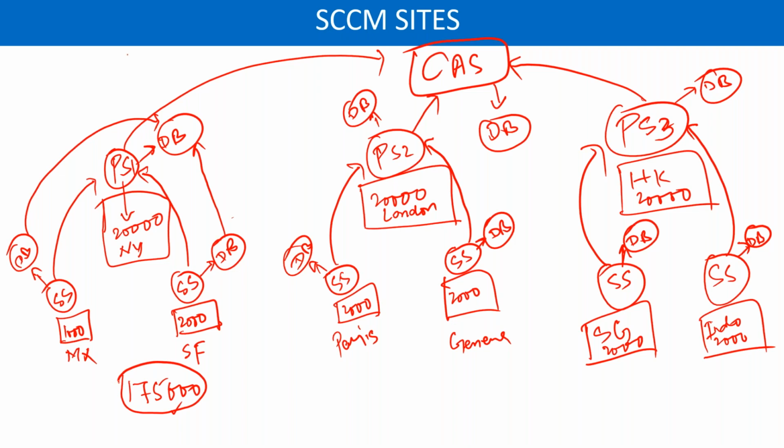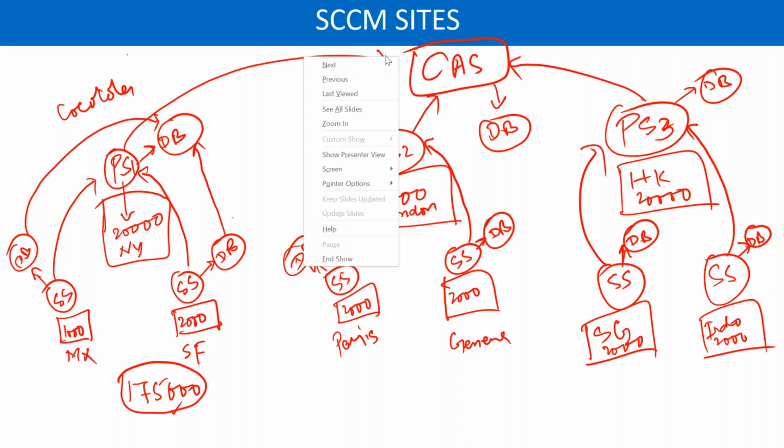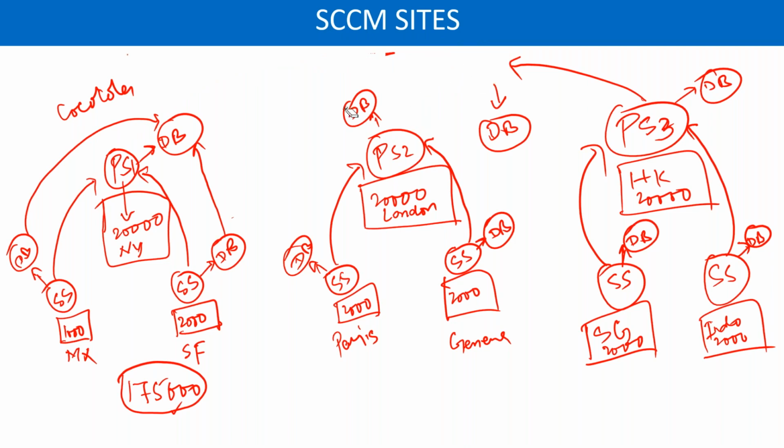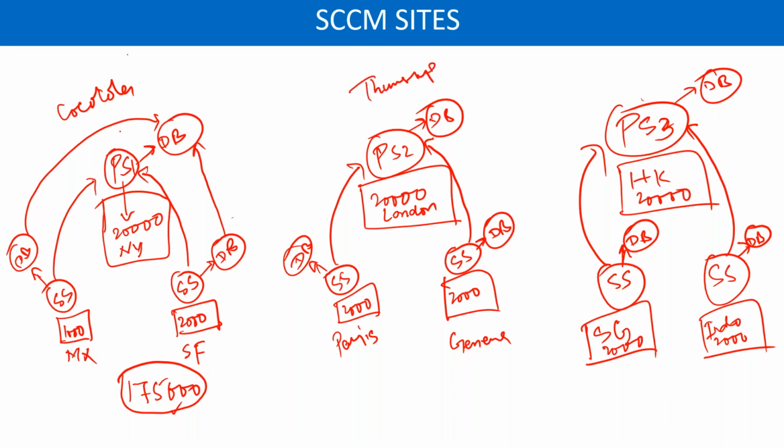Or, let's say some companies acquire another company, let's say Coca-Cola. This is Coca-Cola, and I'm gonna delete the CAS for now. Now this company is Coca-Cola, and Coca-Cola purchased this one, Thumbs Up. Coca-Cola already has a primary site. It is managing all its devices. Let's say Coca-Cola has only 50,000 computers all over the globe. And when it purchased a new company, Thumbs Up, which has like 10,000 computers, they both have a primary site. Coca-Cola has a primary site and Thumbs Up has a primary site.